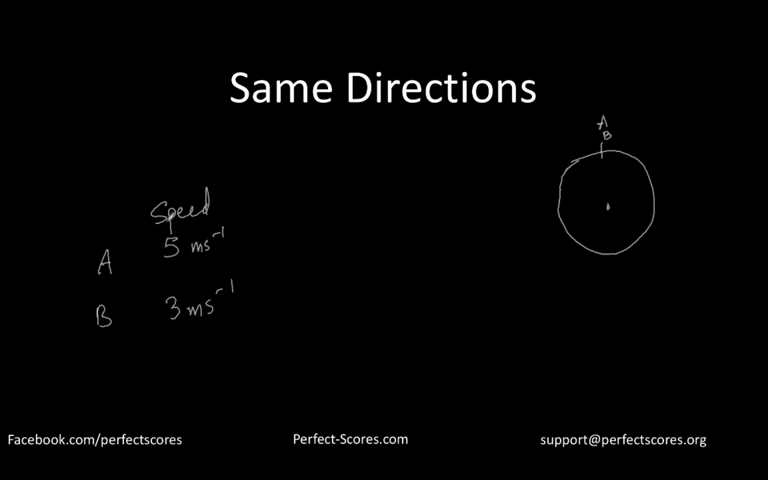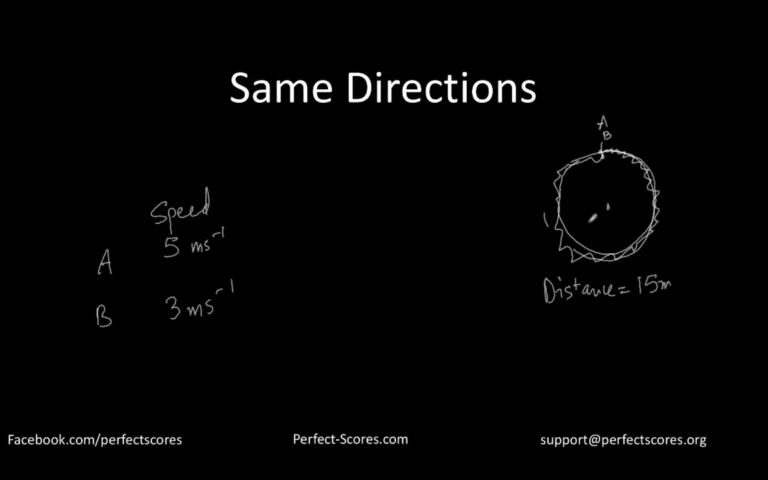Now let's say that the whole circular track, the distance of the circular track, is 15 meters. So when I say 15 meters, I mean that this whole distance is 15 meters. So one complete circle would be 15 meters.